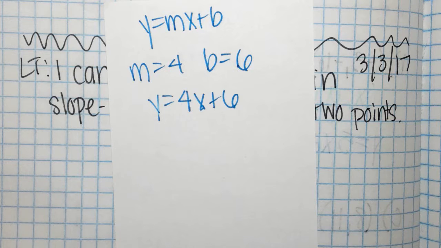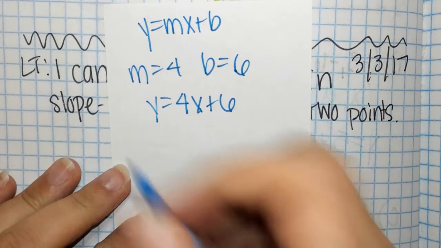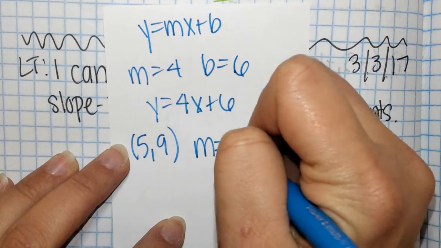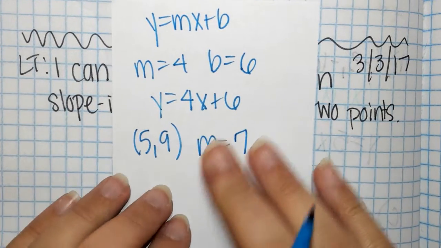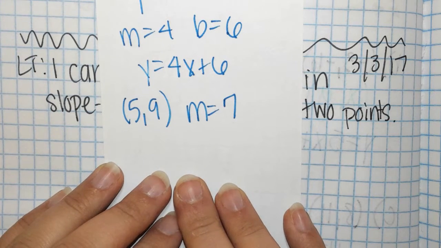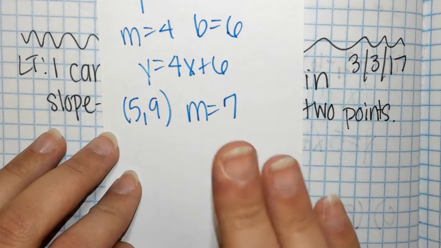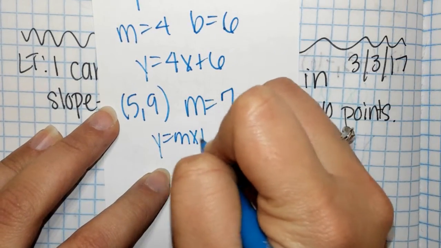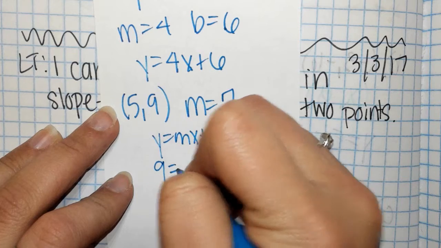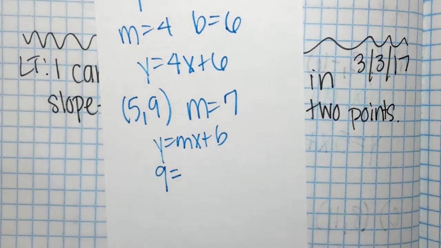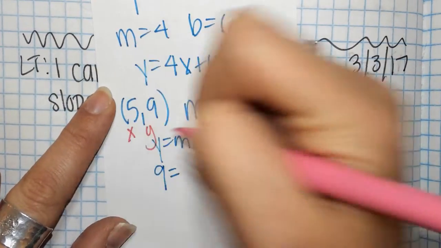Right. An ordered pair and the slope. Awesome. So if I give you 5, 9, and a slope of 7, what would you do first to solve this, Reggie? Put x and y and the slope in, correct? So the y is going to be 9. You have to write your x and y first.